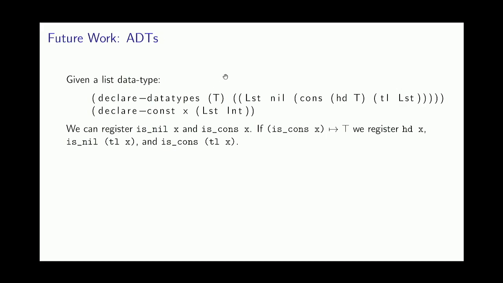Assuming we have a list here, we can just register whether it is nil or if it is cons. And if it is cons, we just add, during reasoning, additionally the expression: is the tail here, the next element, now nil, or is the tail now another cons? And we might be interested in the head as well, so we can register it as well.